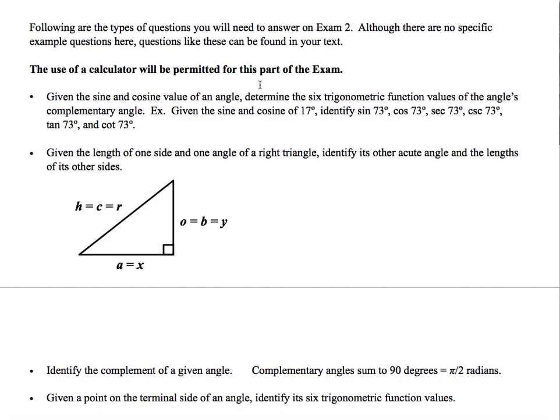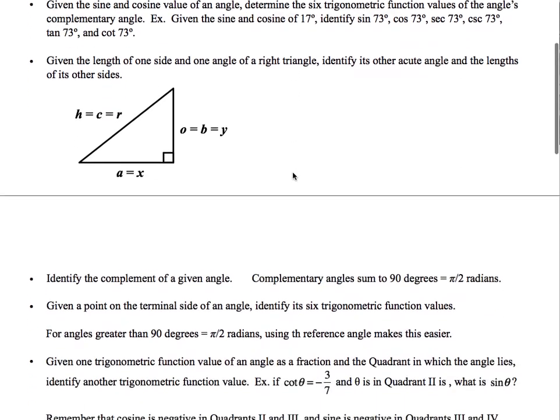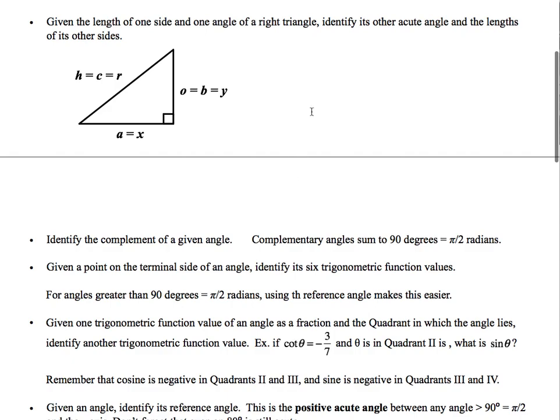So if you're given the sine and cosine of a certain angle, then you want to identify the others, and you should be able to do that with complementary angles and reciprocals and whatnot. Now let's say you're given the length of one side and one angle of a right triangle. Well, you want to identify the other acute angle and the lengths of the other sides. Well, if you're given this angle, then you just subtract that angle from 90, and that will give you the measure of this angle. Vice versa, if you were given this angle here, subtract it from 90, and that will give you this angle here.